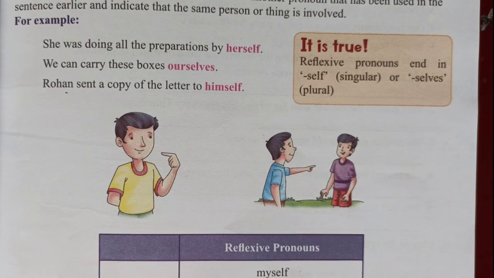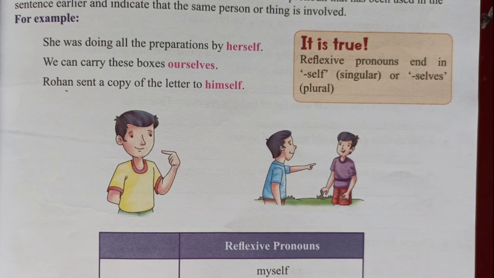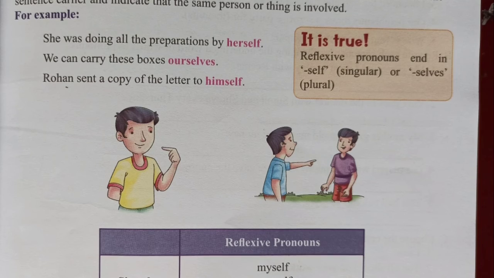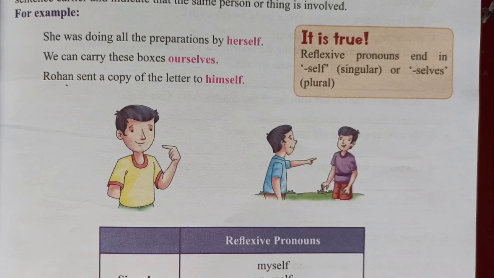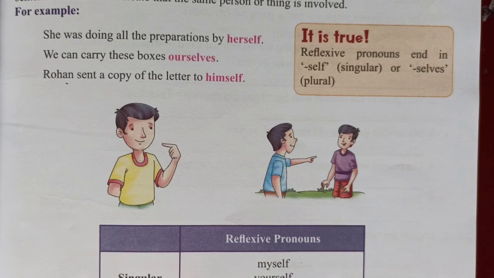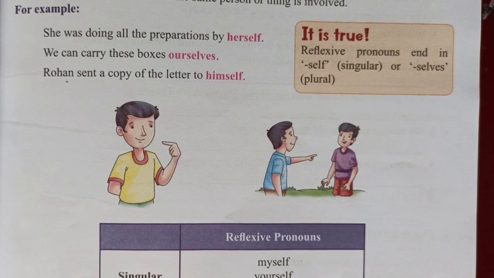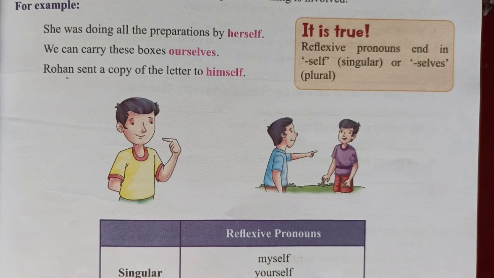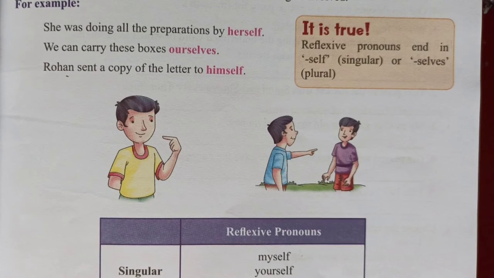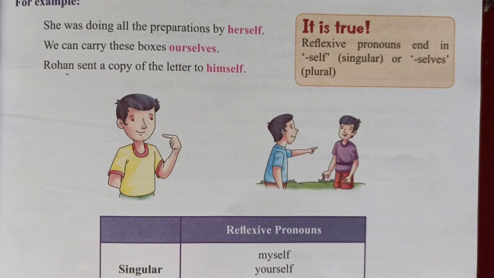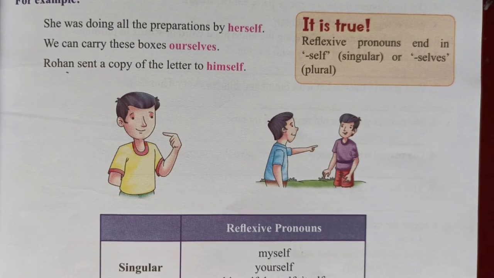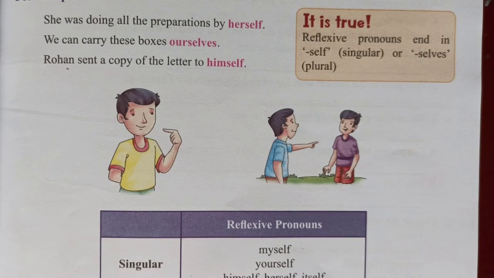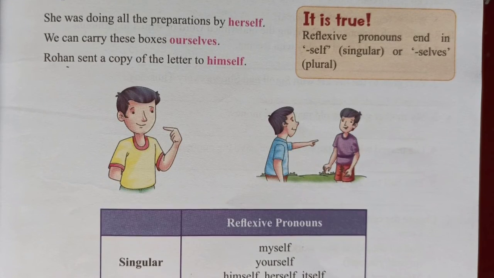We can carry these boxes ourselves. Again, we are representing a group of people, so we can carry these boxes ourselves. They have mentioned themselves again in the sentence. Rohan sent a copy of the letter to himself. Now again, Rohan did something to himself, meaning he sent a copy of a letter to himself. Now let's read what is given in the true box: the reflexive pronouns which end in self are the singular ones, and the plural ones end in selves.